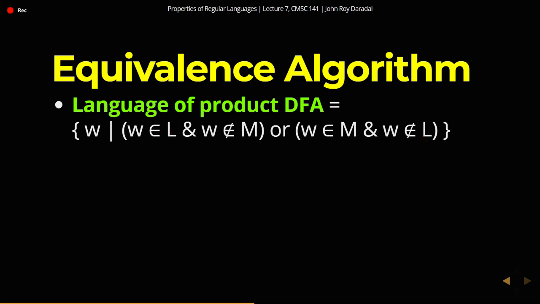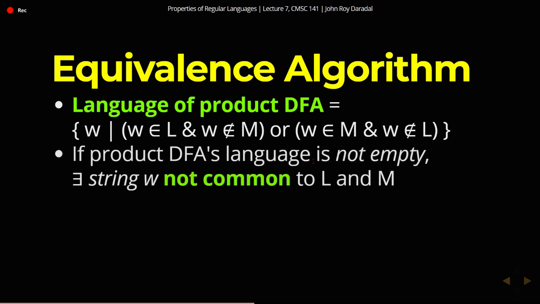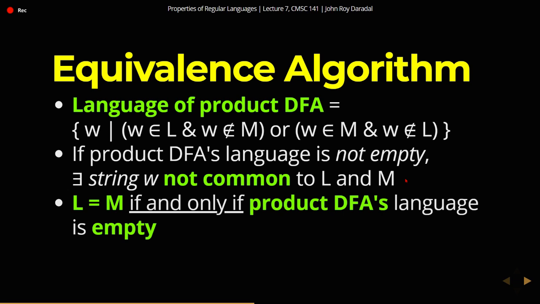So either it's in L or it's in M but not in both. Okay, so why are we doing this? It's because if the product DFA's language is not empty, then that means that there is a string W that is not common to L and M, because this string W is in L but not in M, or in M but not in L. So there is an uncommon string if the product DFA's language is not empty. And if there is an uncommon string, obviously they will not be equivalent anymore because there is a difference.